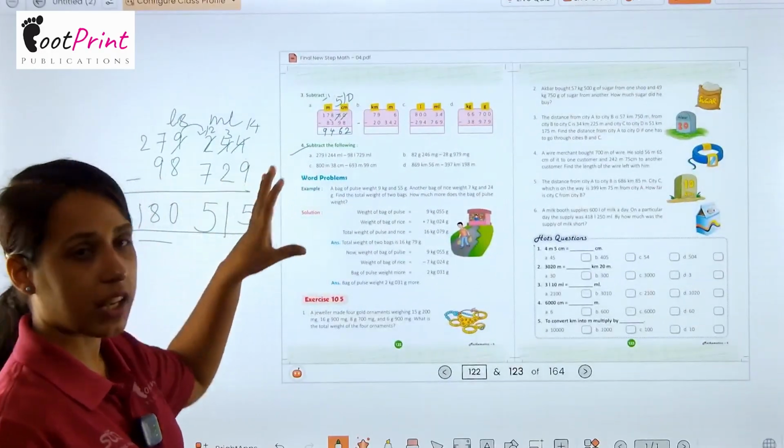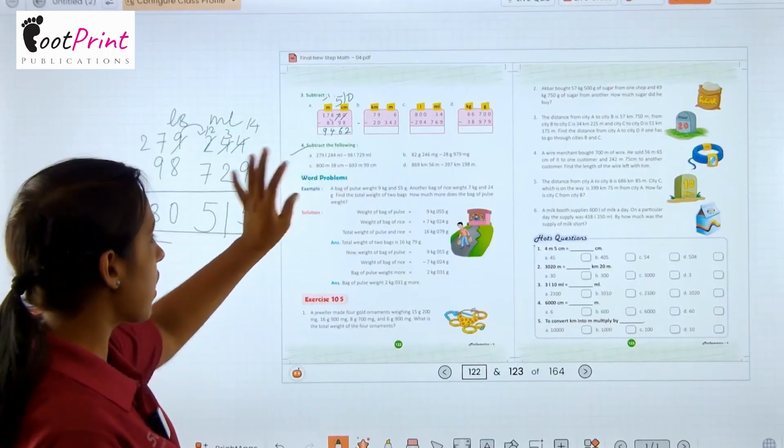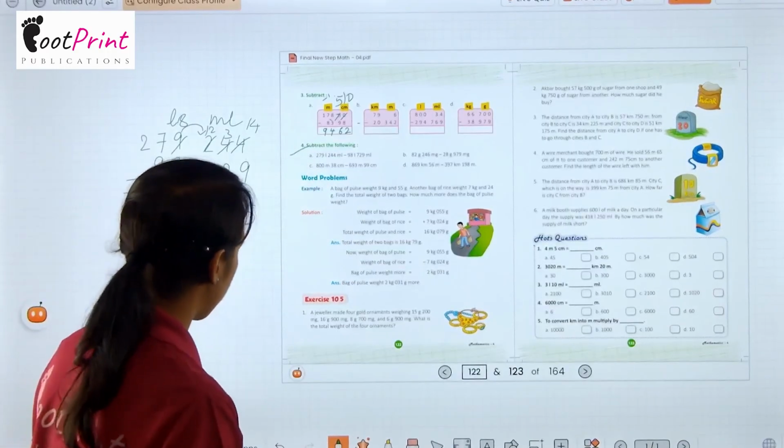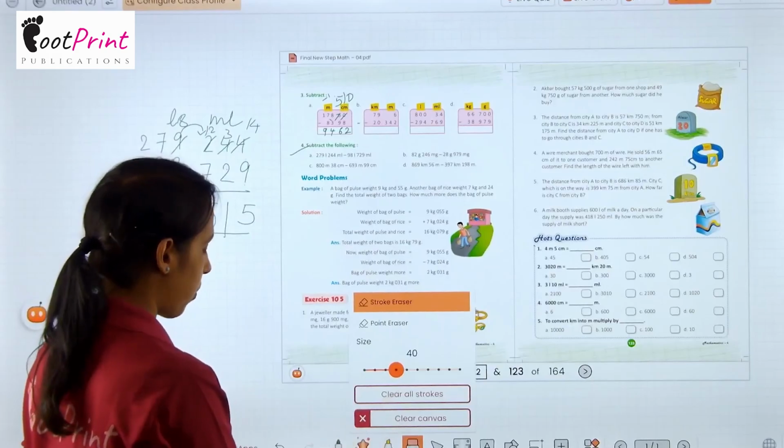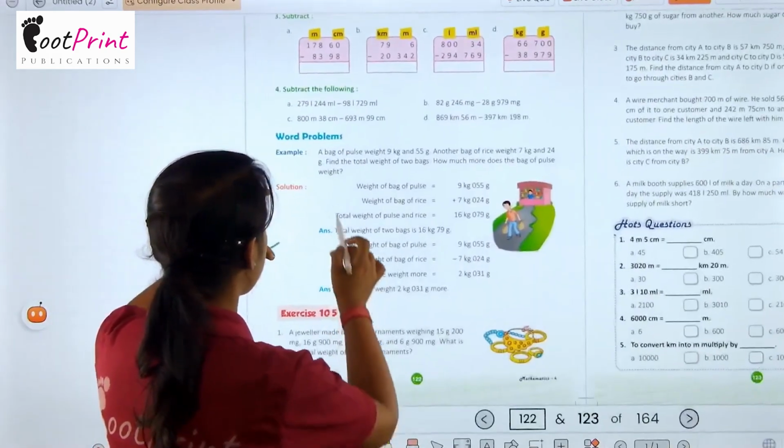Okay, in this manner we can easily find out the answer of this question. First we arrange in column and then you will easily find out. Now we have some word problems. Let's see here. So an example is given here.